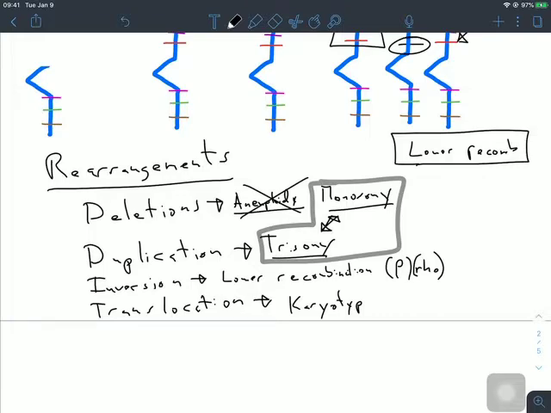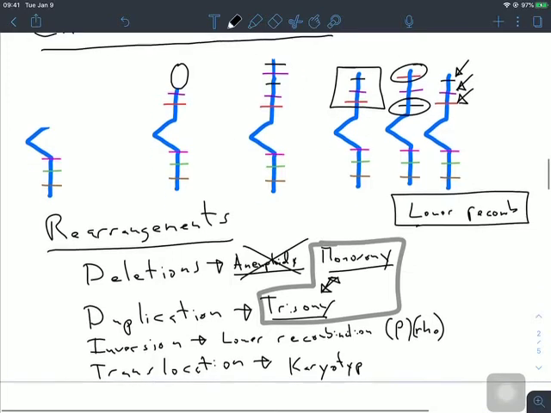So we have these 4 different chromosomal rearrangements. Those deletions that result in monosomy in a certain region, the duplications that result in trisomy, extra copies in a certain region, an inversion that lowers recombination rates locally, and a translocation that alters karyotype, with an E at the end.